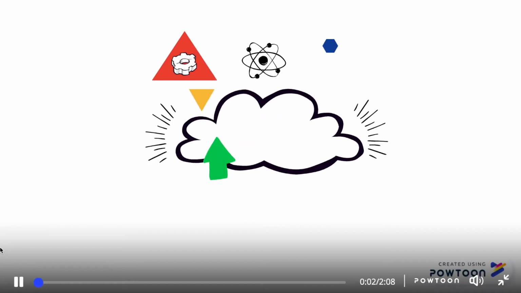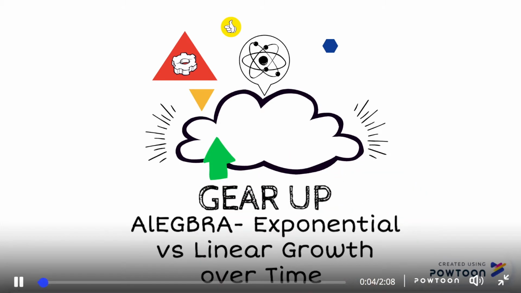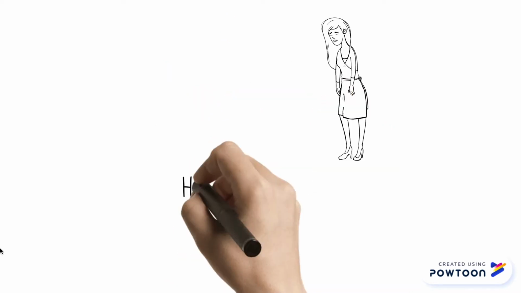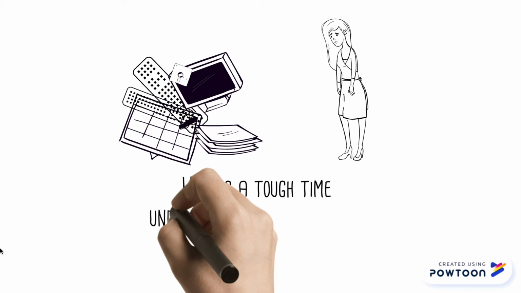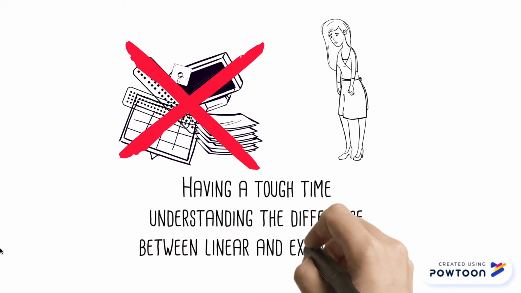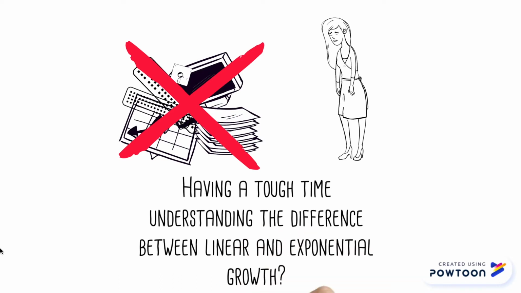Alrighty then, students. So as I mentioned, today's video will be over algebra. And you may be asking yourself, why is algebra important to me? Well, two main reasons. Number one, it is a foundation for higher up math. And secondly, it could be used for interest rates, as we will see in today's example. So, are you having a tough time understanding the difference between linear and exponential growth? Well, let's get into what each one means and the difference between the two.